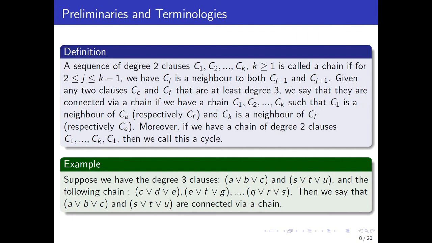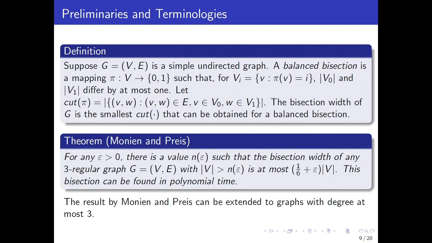Suppose we have a degree 3 clause, for example ABC, and another degree 3 clause containing STU, and we have the following chain, CDE all the way to QRS. We say that the clause containing ABC and the clause containing STU are connected via the chain.